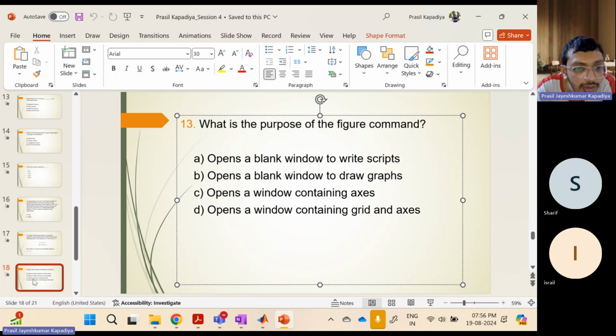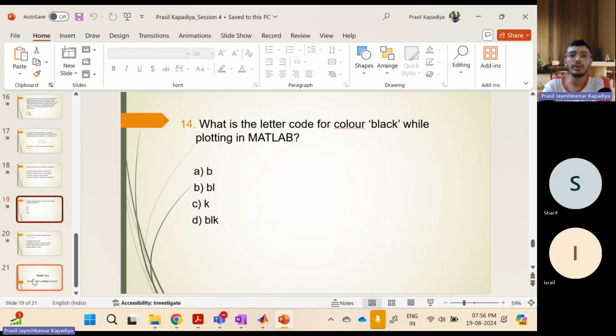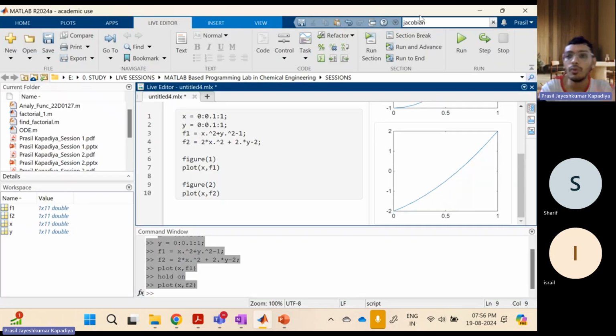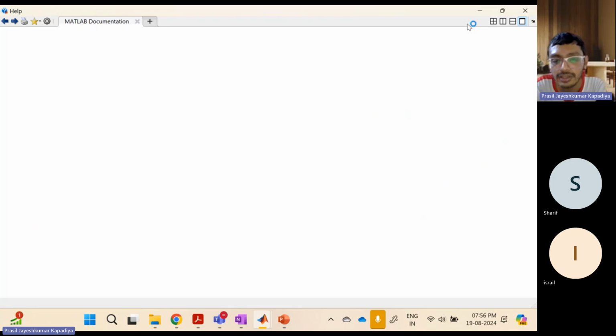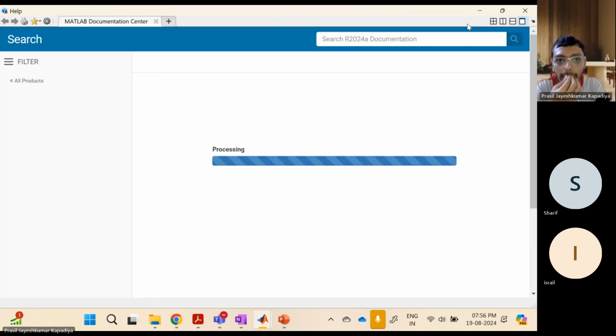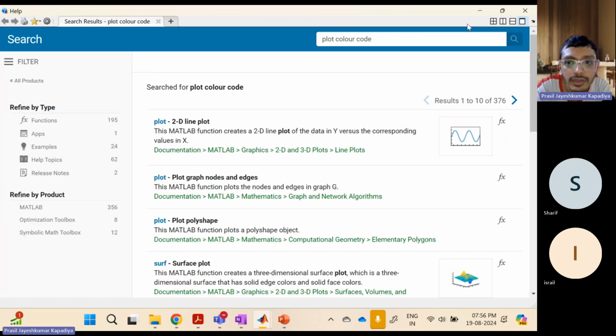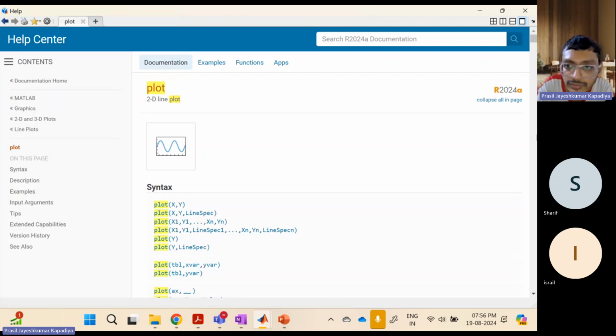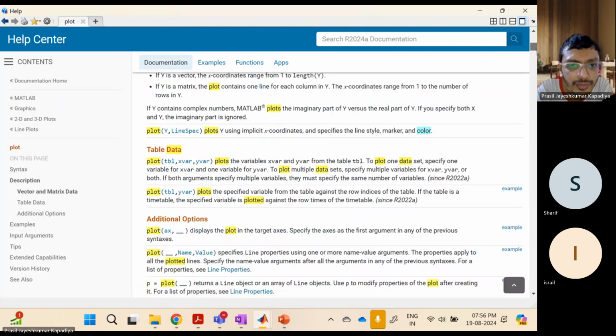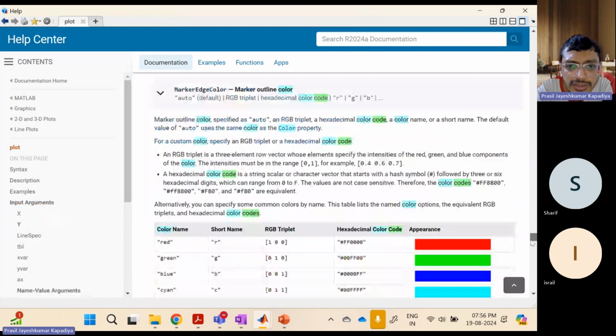One or two questions are only left. Let's 19. What is the color code for color black while plotting in MATLAB? So plot color code for black it is K, but let's see for other also. I have searched it. Okay. So here plot color code is there.